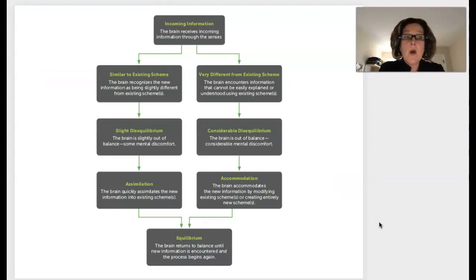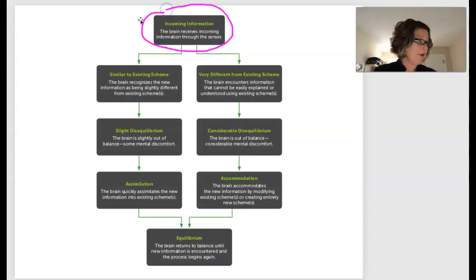That's what I want. Okay, so this is what happens when a child is actually learning anything. So they have incoming information. The brain receives incoming information through the senses. So either the brain recognizes the new information as being slightly different from the existing schema. There might be a slight disequilibrium.